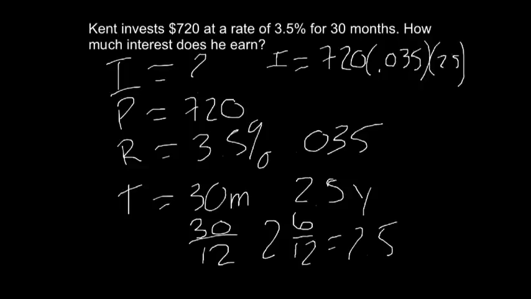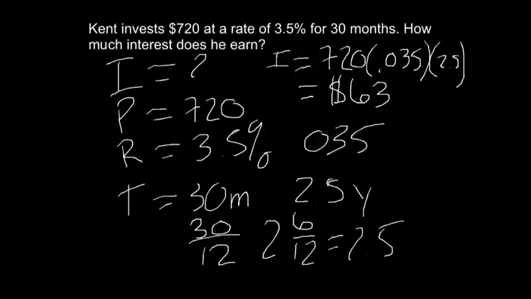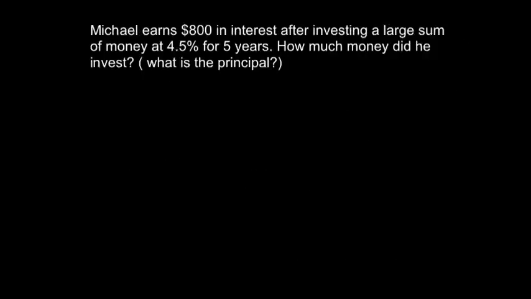Again, I have to get out my calculator, which gives me a nice, pretty $63. So by keeping my $720 in the bank at a 3.5% interest rate for 30 months without putting anything else in or taking anything else out, I would make $63. Michael earns $800 in interest after investing a large sum of money at 4.5% for 5 years. How much money did he invest?